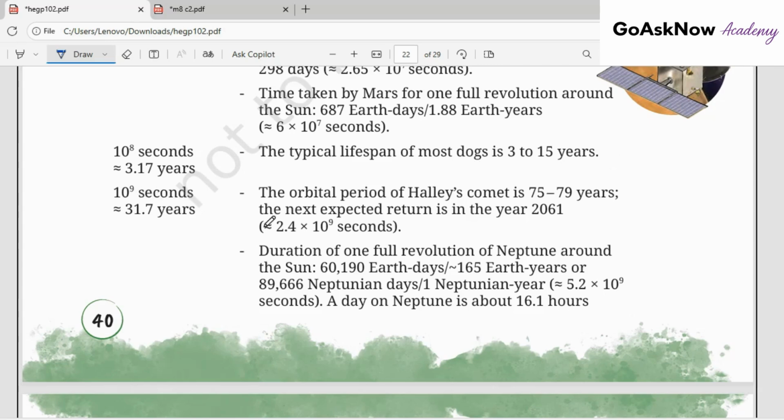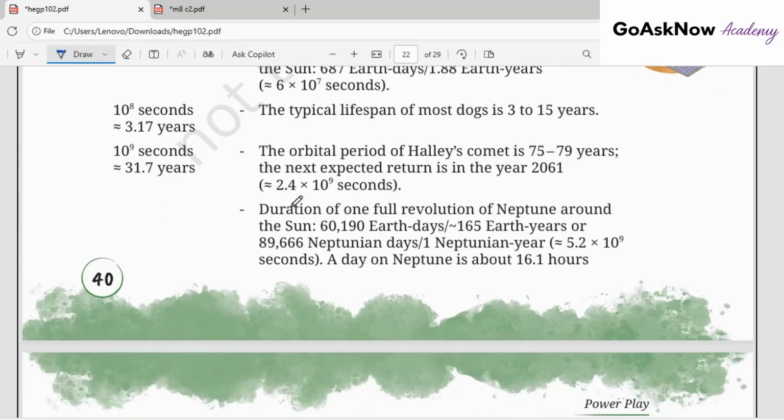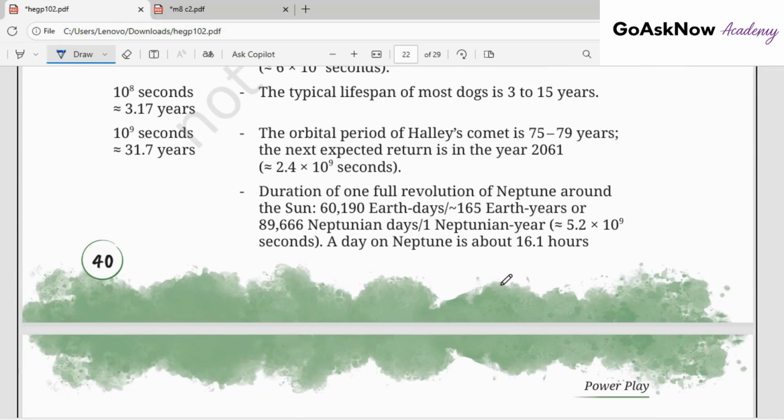10 power 9 seconds is approximately the period of Halley's comet, 75 to 79 years. The next expected return is in the year 2061. The duration of one full revolution of Neptune around the sun is 60,190 Earth days, that is approximately 165 Earth years, or 89,616 Neptune days, or 1 Neptune year, which is approximately 5.2 into 10 power 9 seconds. A day on Neptune is about 16.1 hours.